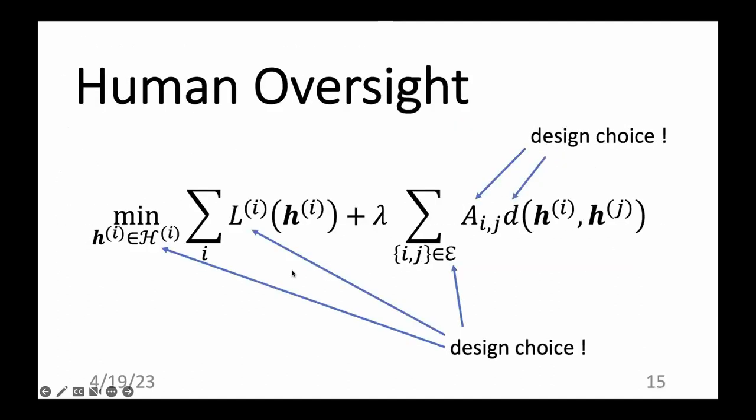Yeah, then another requirement is human oversight. And here I want to point out that the main point to bring in or to enforce or to implement human oversight is already when we make the design choices. When you decide what is the loss function, how do we measure that a predictor is good? What are the local datasets that are used to define the loss function? What is the network structure? These are all design choices. And here you bring in the human oversight.